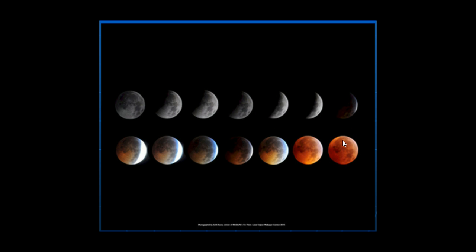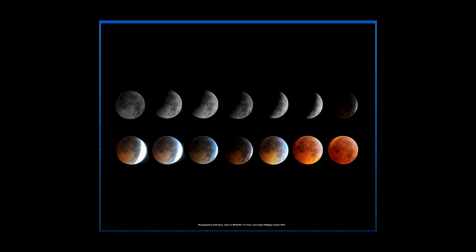Now, let's talk about the blood red moon. The moon may turn red or coppery, and you can see it here in these pictures, during the total portion of an eclipse. Write that down. So the moon may turn red or copper colored during the total portion of an eclipse. Now let's explain why that is.